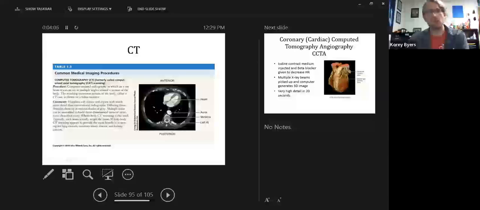And then here's from the textbook. You can see here, posterior, anterior aspect, heart, aorta, vertebrae. Remember, you're looking from the inferior view up in these CT scans. So from the floor up, basically. And if you recall, this would be a transverse section or horizontal cut.